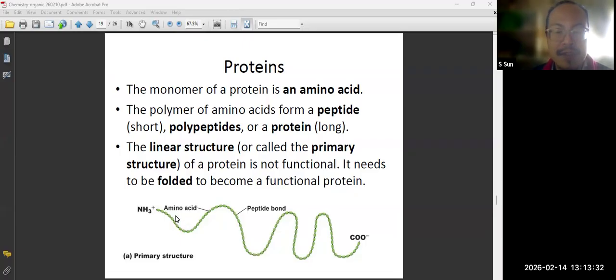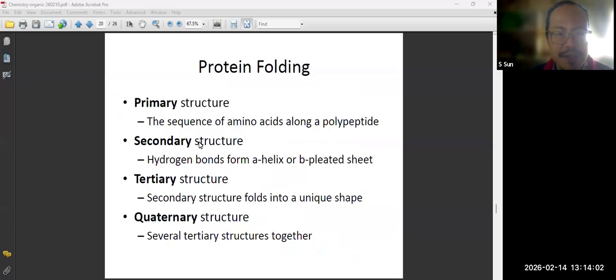This one is originally formed in the ribosome. The ribosome converts the messenger RNA to protein, and then it will be transported into the endoplasmic reticulum and then transported to the Golgi apparatus. In the Golgi apparatus, they will be folded completely and also decorated. So here we have the primary structure, just a linear structure. Then it can be folded.